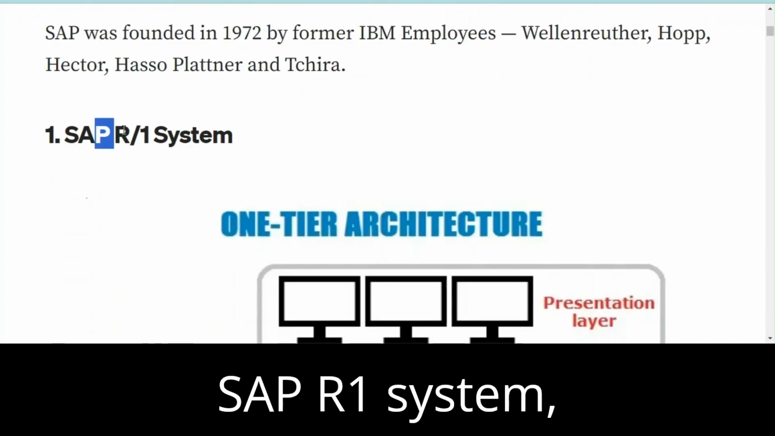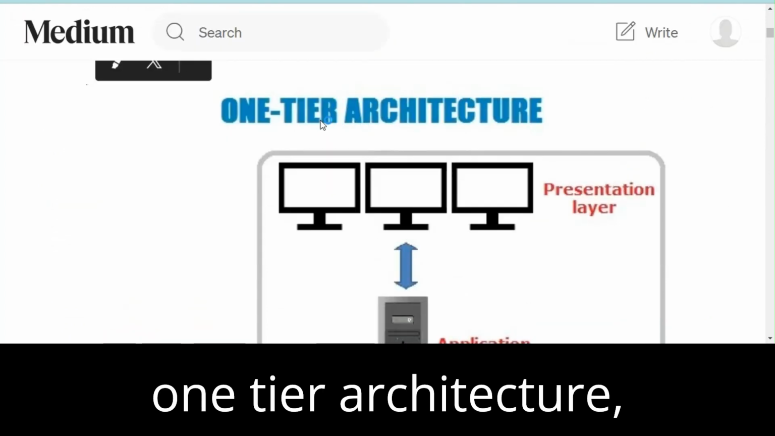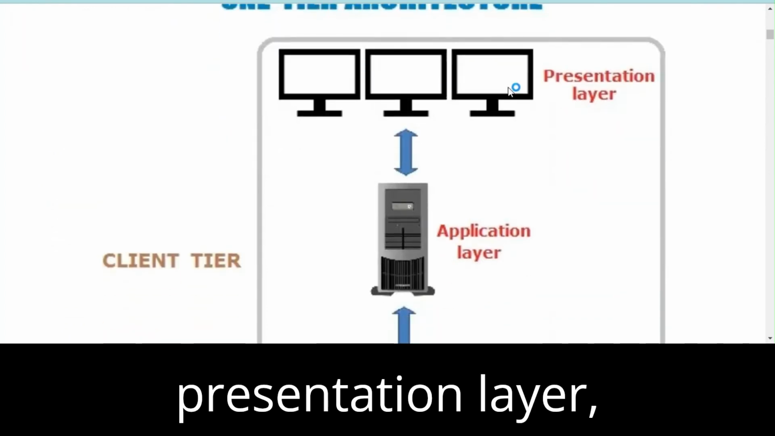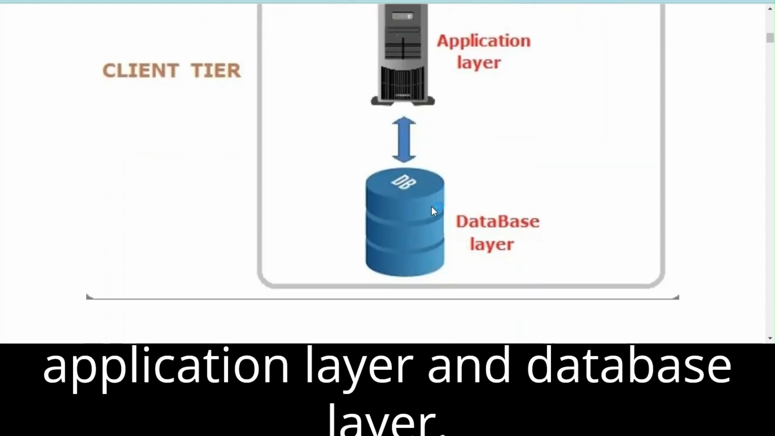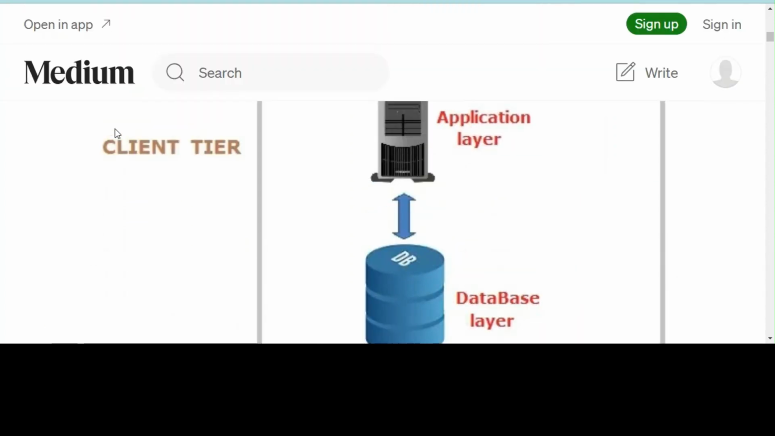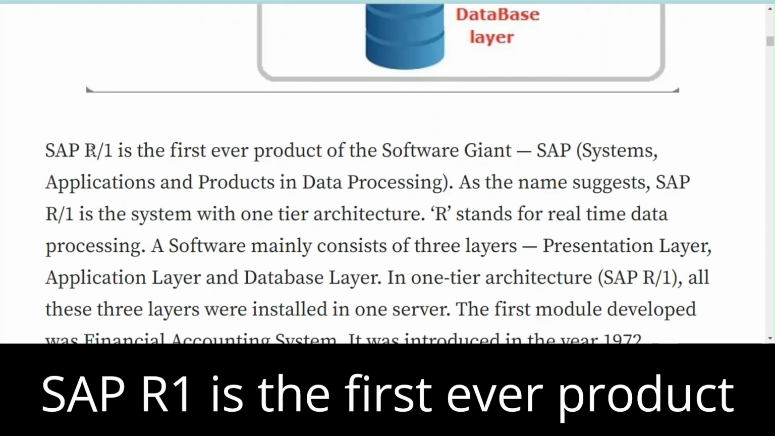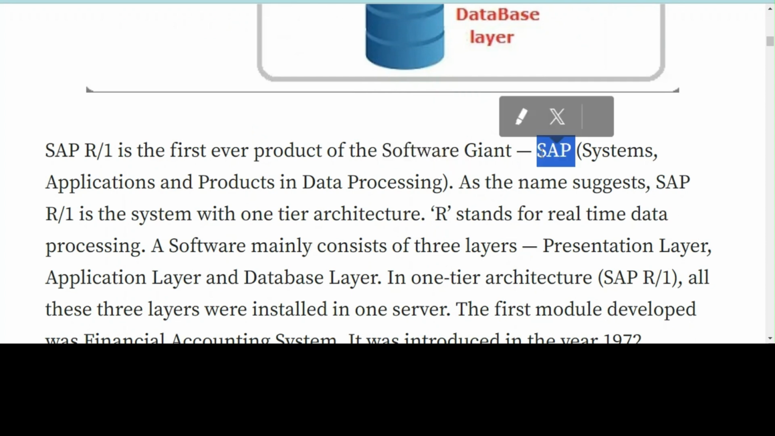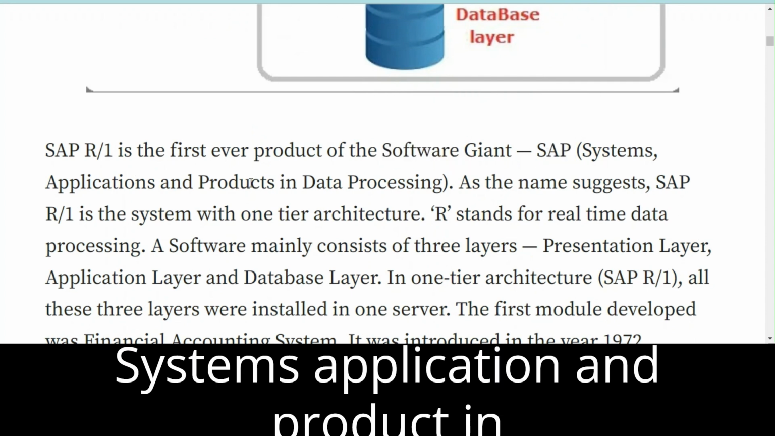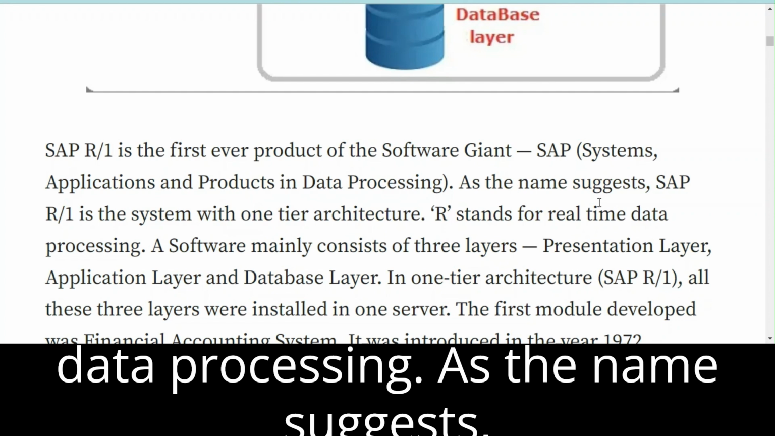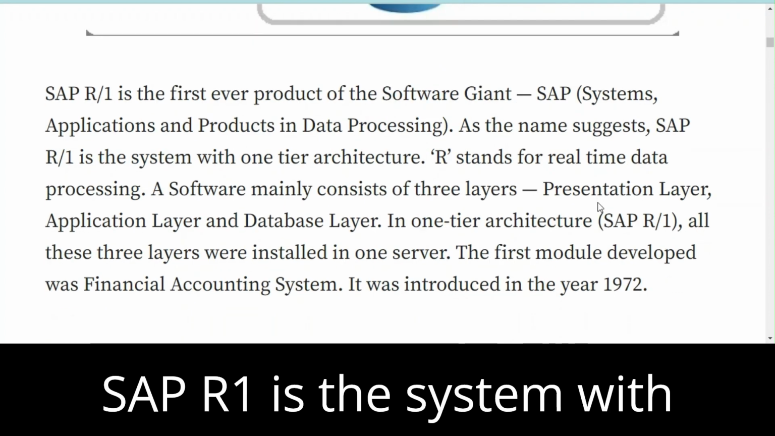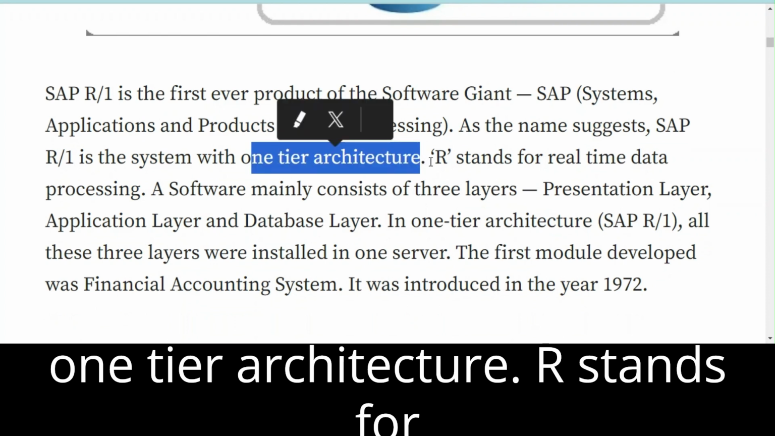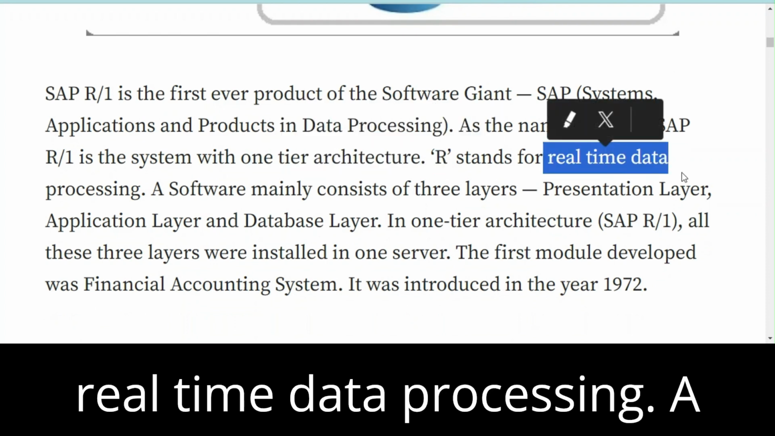SAP R1 system: one tier architecture, presentation layer, application layer, and database layer, all three in one tier, that is client tier. SAP R1 is the first ever product of software giant SAP Systems, Applications and Products in Data Processing. As the name suggests, SAP R1 is the system with one tier architecture. R stands for real time data processing.